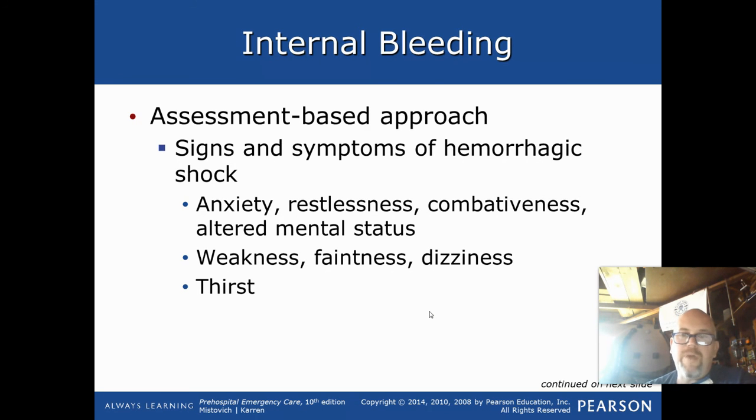Signs and symptoms of hemorrhagic shock: anxiety, restlessness, combativeness, altered mental status, weakness, faintness, dizziness, and thirst. And remember, in shock, nobody ever receives any fluids or food by mouth during this process because it's going to be a bad situation. If we give them something, they become sick, nauseous, throwing up.